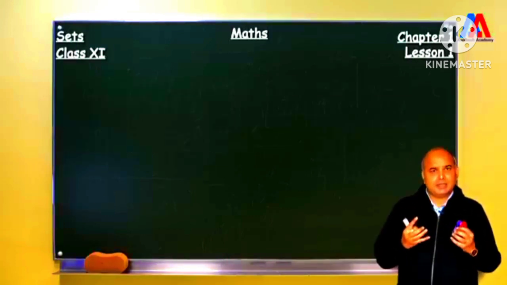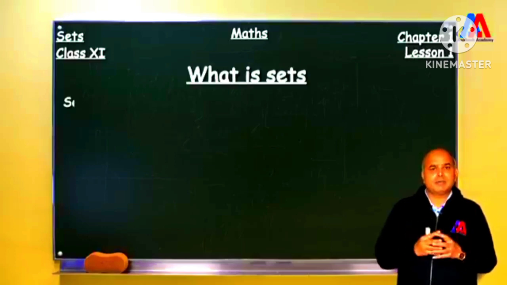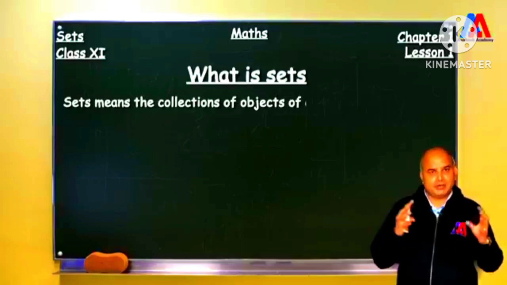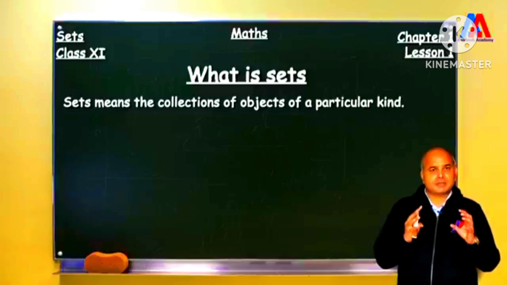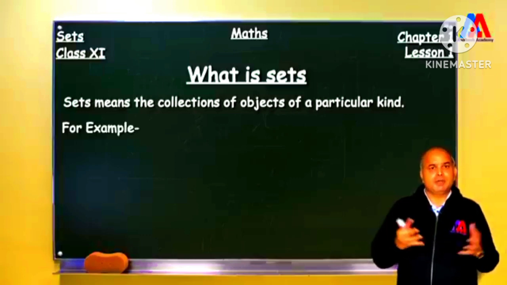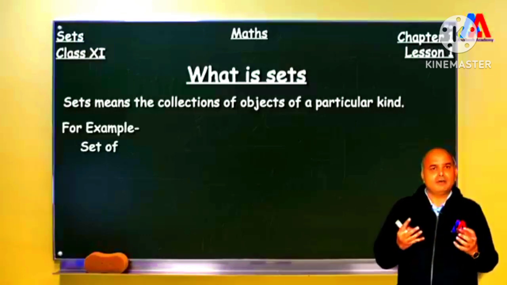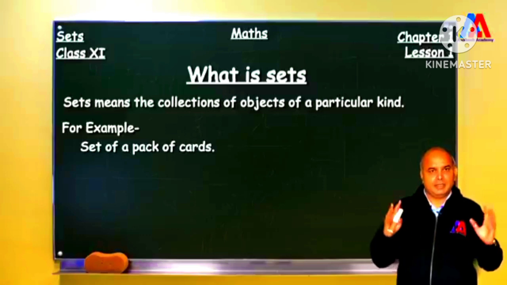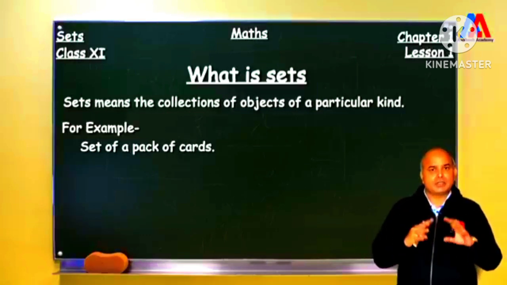We have to understand what the meaning of sets is. Sets are basically a collection of objects of a particular kind. These objects have to be well defined and specific in number. For example, if we say the set of a pack of cards, then we know that there are 52 cards, and that will constitute a set.